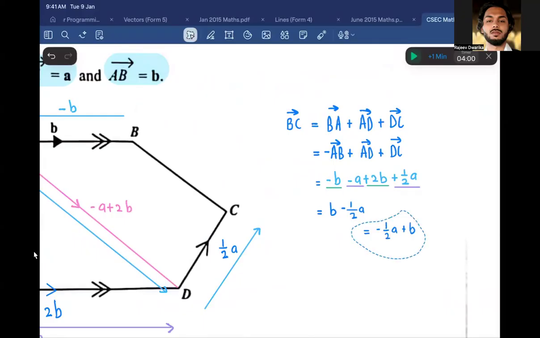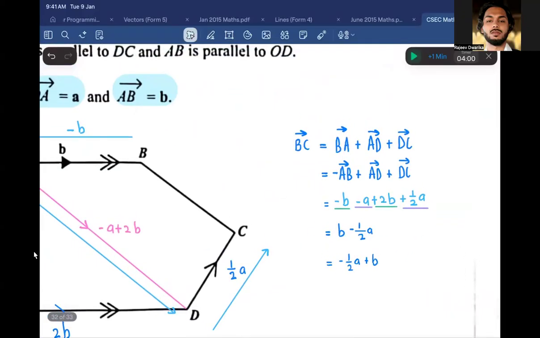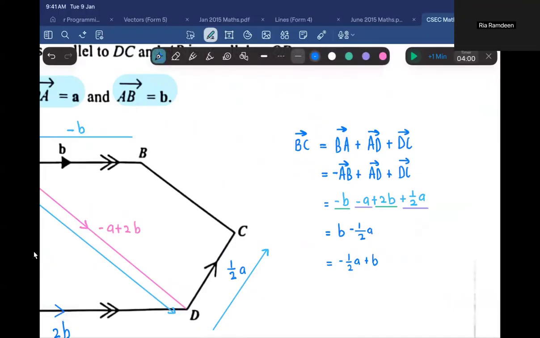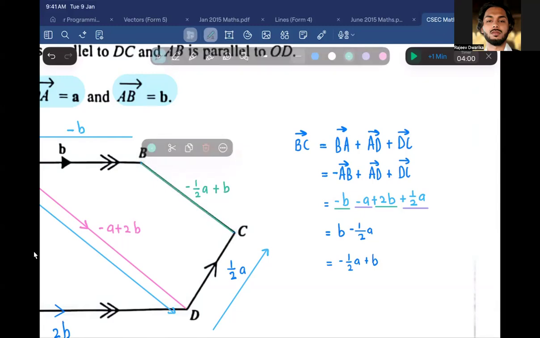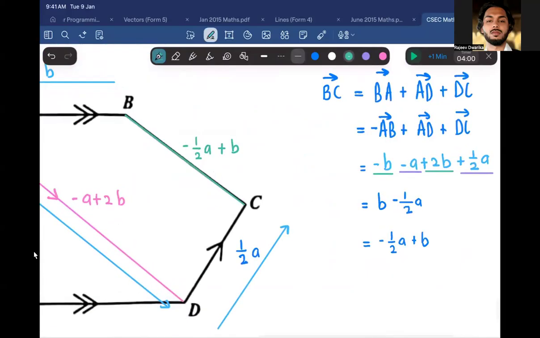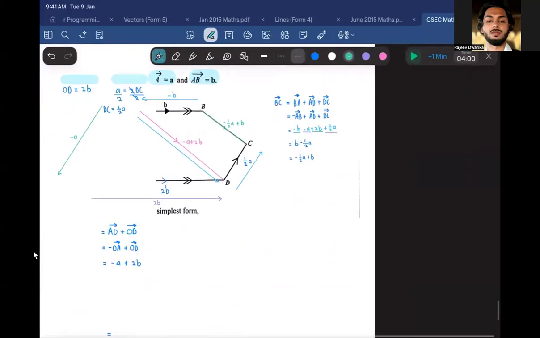What do you think, Ria? That was actually kind of easy. All right, so now that we found it, we're going to put it here. That's going to be minus a half A plus B. A lot of these things only look hard, but it's real easy. So that's B to C. That's it for the question.